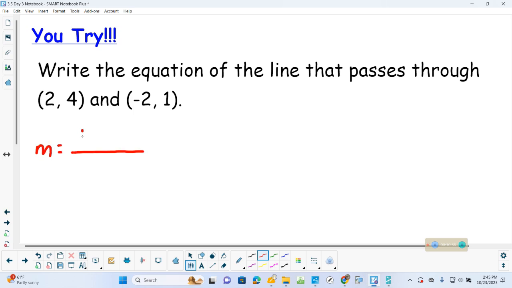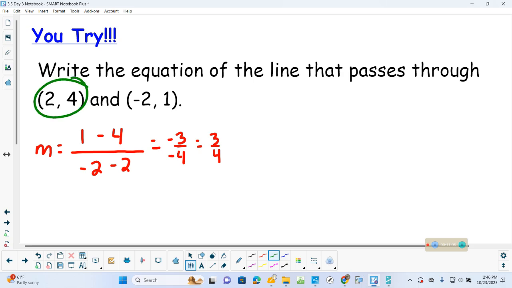So y2 minus y1, x2 minus x1. So negative 3 over negative 4. And of course, two negatives, positive. Now, we said neither of those points were the y-intercept. So we're going to use our red formula. Does it matter, though, which point I use? No. I might use the first one. Jordan might use the second one. We all end up with the same final answer. I'm going to use the first one because I feel like it.